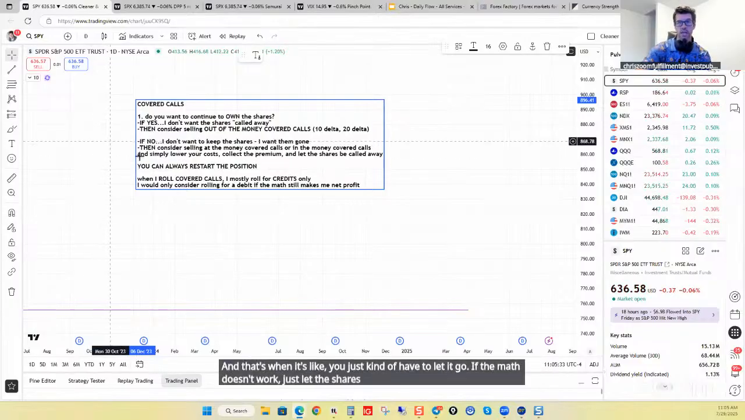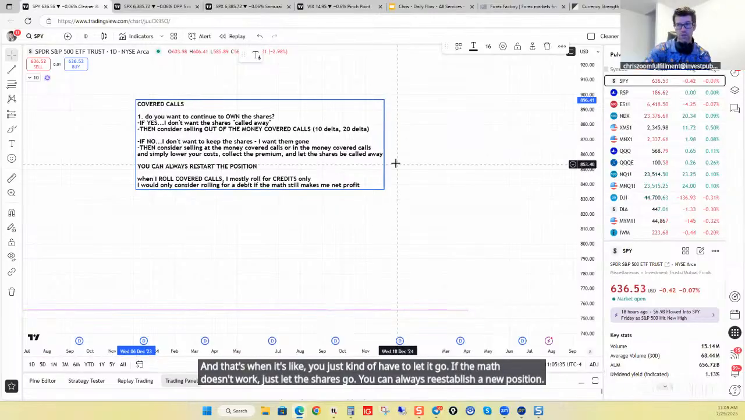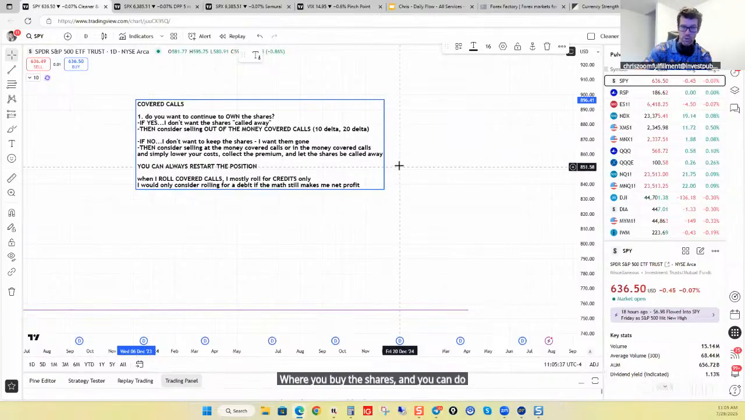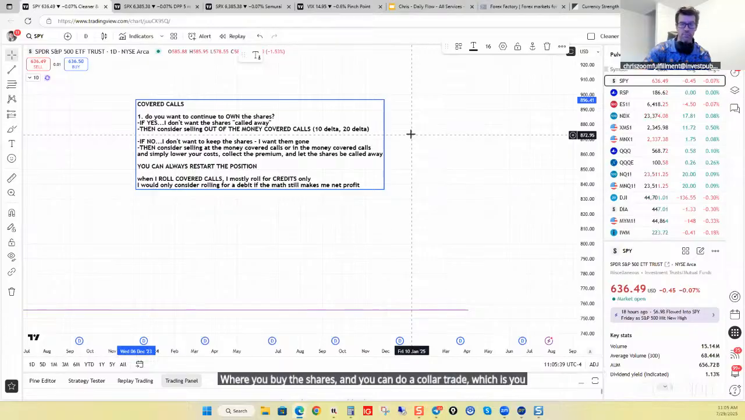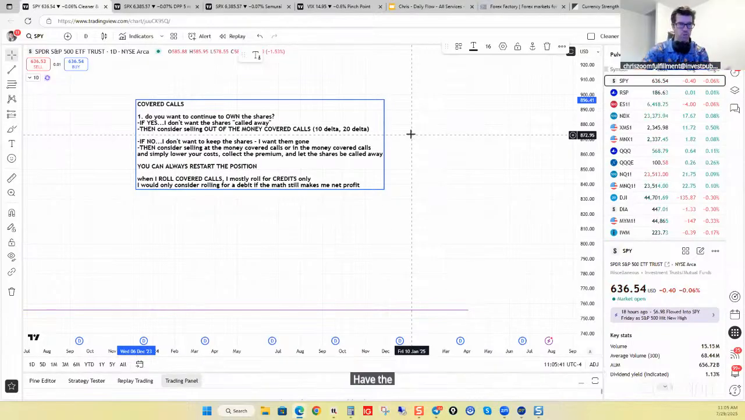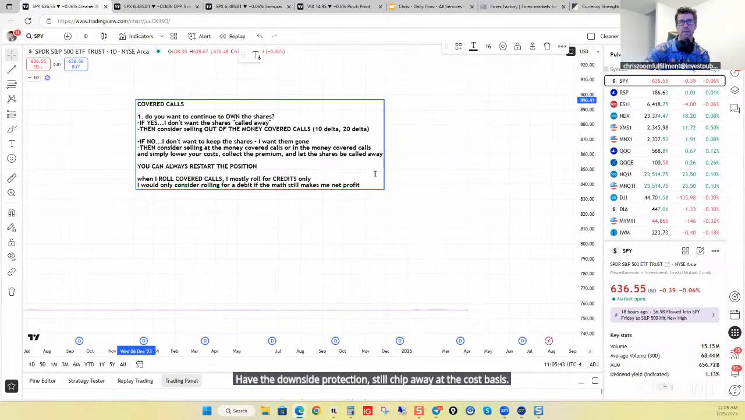You can always reestablish a new position where you buy the shares and you can do a collar trade, which is you sell that call, buy that put, have the downside protection, still chip away at the cost basis, and make some net profit. That makes sense?